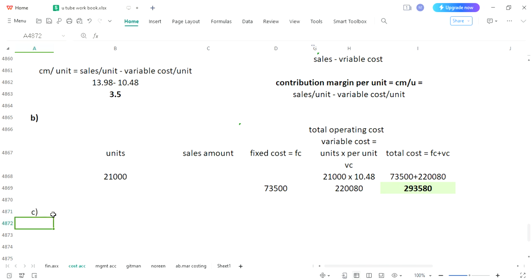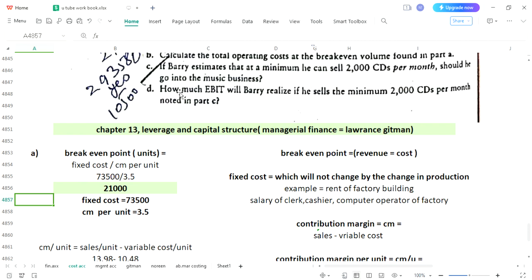Okay, if you want to have a break over here, what you can do, stop or pause this lecture, repeat everything you have seen over here, memorize it, understand it, and it should not be forgotten afterwards. C part is saying, if Barry, name of organization, estimates that minimum he can sell 2000 CDs per month. So what he wants to know, he is selling 2000 CDs per month.